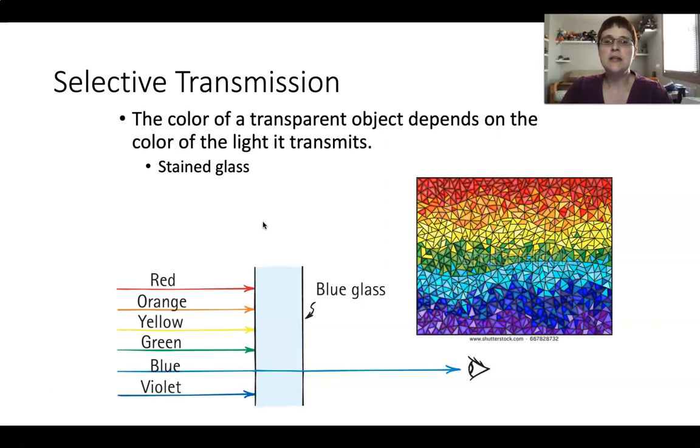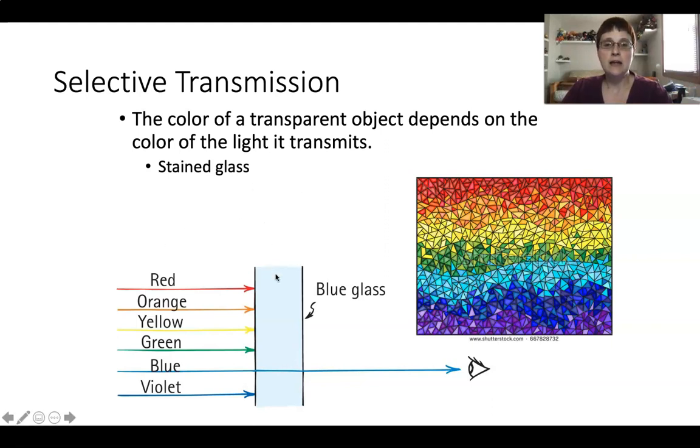All right, so selective transmission is related to selective reflection, but selective reflection only is with opaque objects. Selective transmission is with transparent objects. I mentioned in a previous video that I'd come back to this. So the color of a transparent object depends on the color of light it transmits. Clear glass transmits all of the spectrum, so it will allow the entire visible spectrum in.